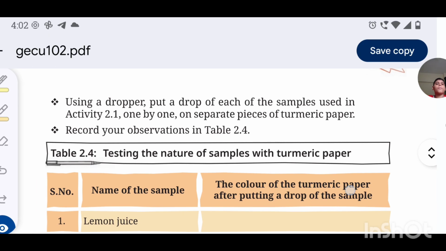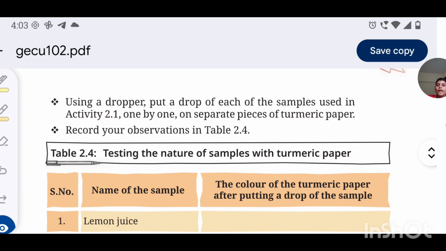Next one is, use a dropper. Put a drop of each of the samples from activity 2.1 one by one on separate pieces of turmeric paper. Record your observation in table 2.4. Testing natural samples on turmeric paper.